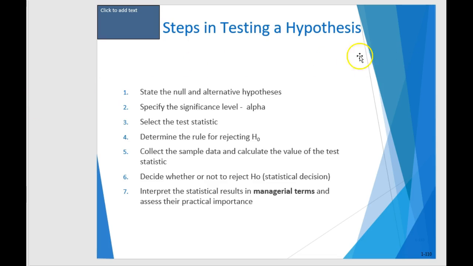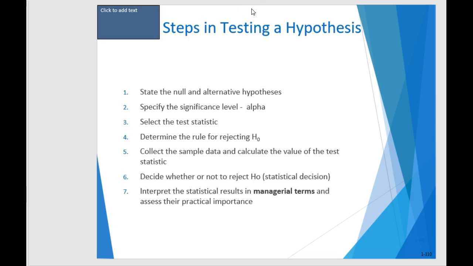So what we just looked at was number 1 in the hypothesis testing process. I'm just going to briefly explain how this goes, and then we'll move on. So state the null and alternative hypothesis, and yeah, that's what we just did. Number 2, we're specifying the significance level alpha.